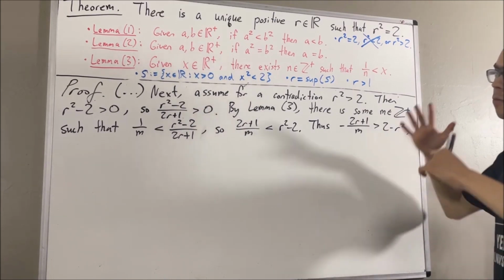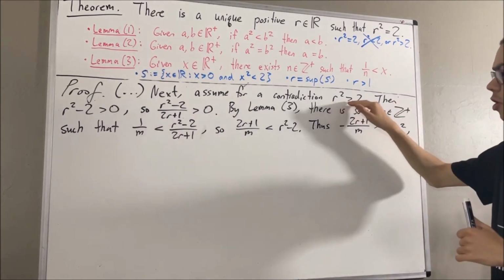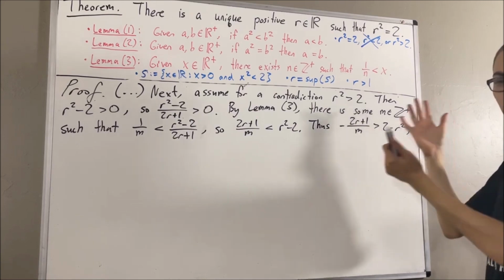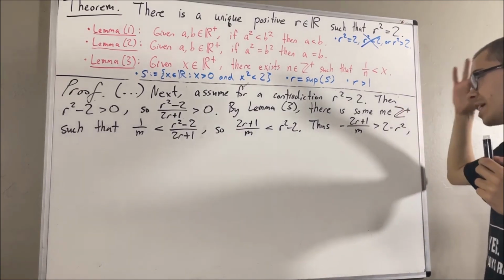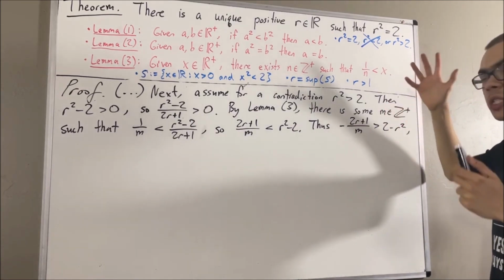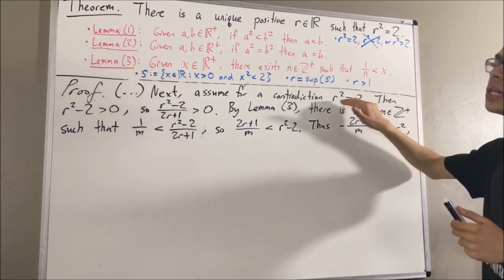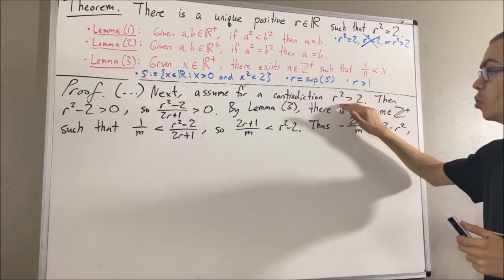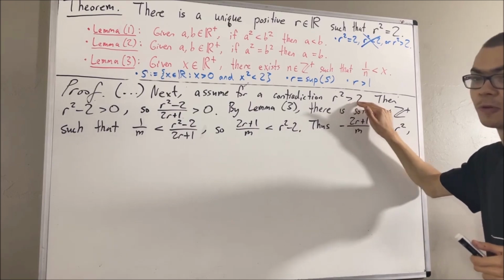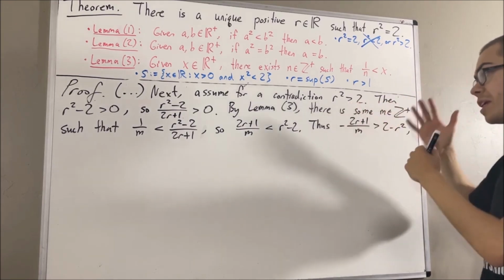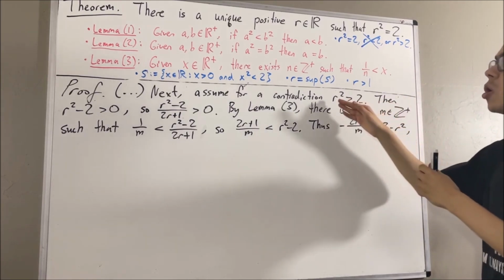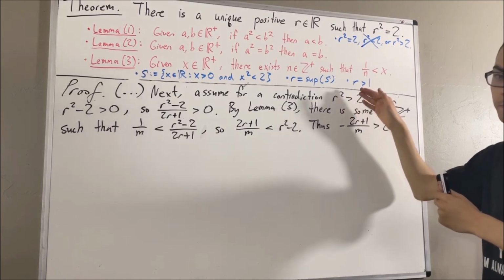Now, we're working under the assumption that r squared is greater than 2. And based on how the real numbers work, we intuitively expect there to be some real number slightly less than r, whose square is also greater than 2. Well, our claim is that (r minus 1 over n) squared is greater than 2.